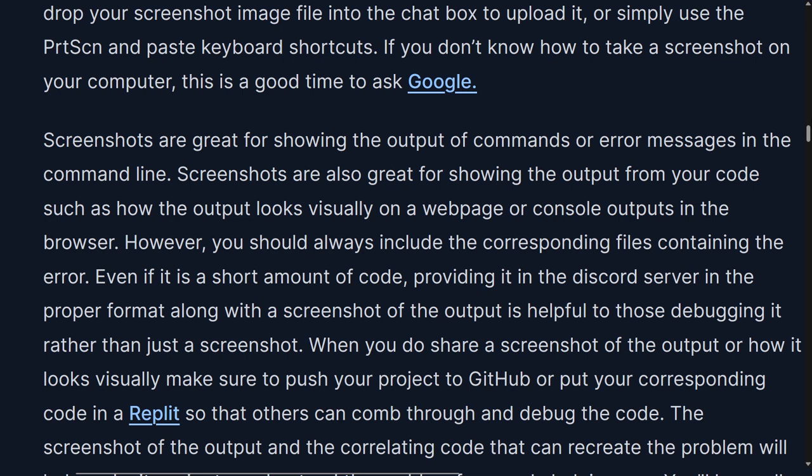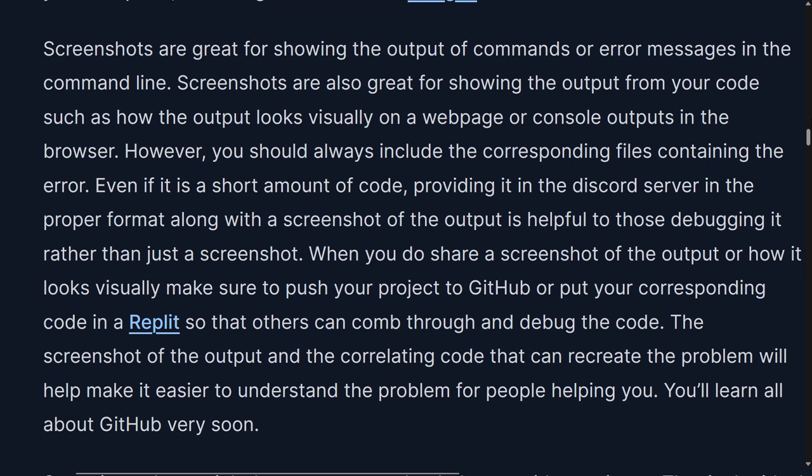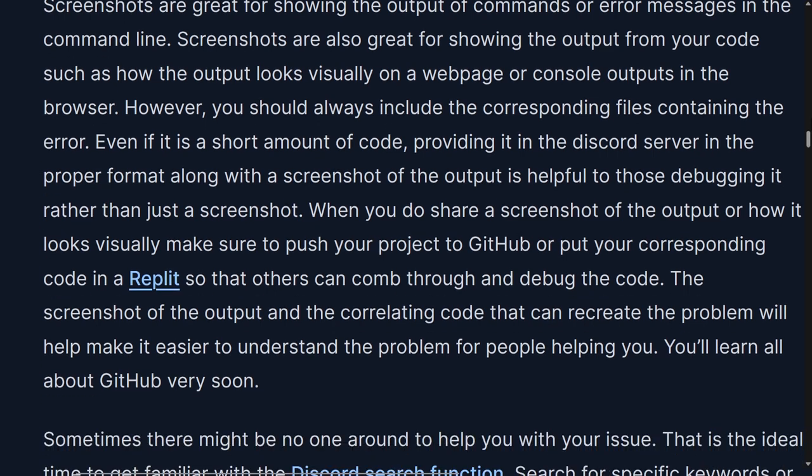Screenshots are great for showing the output of commands or error messages in the command line. Screenshots are also great for showing the output from your code, such as how the output looks visually on a web page or console output in the browser. However, you should always include the corresponding files containing the error, even if it is a short amount of code. Providing it in the Discord server in the proper format along with a screenshot of the output is helpful to those debugging it rather than just a screenshot.